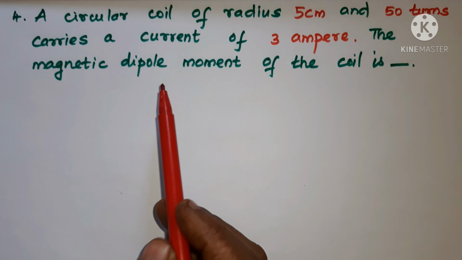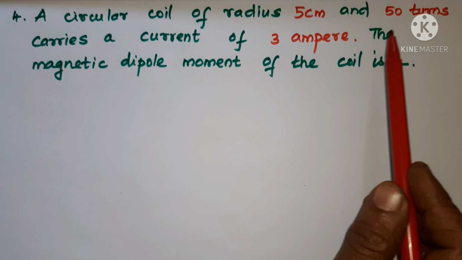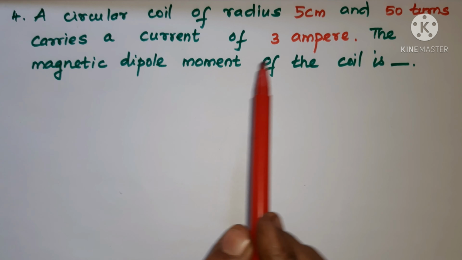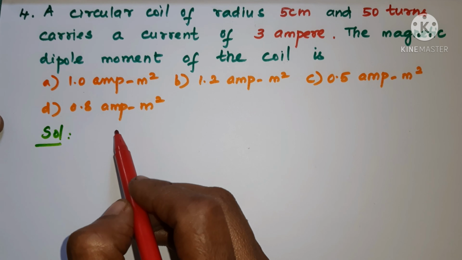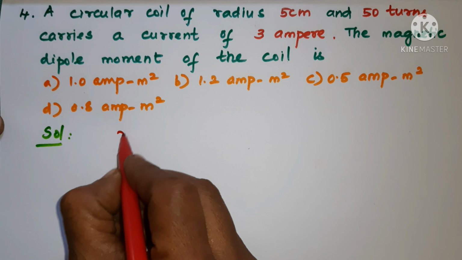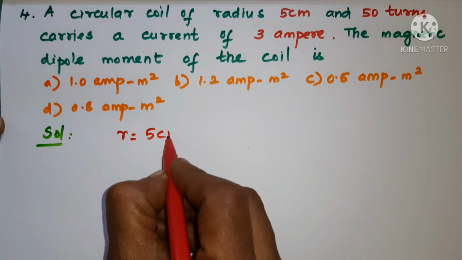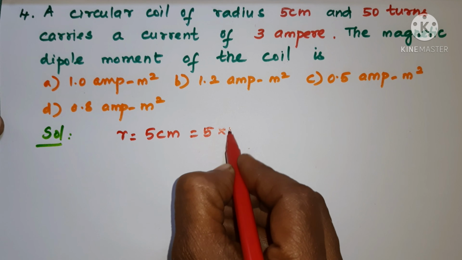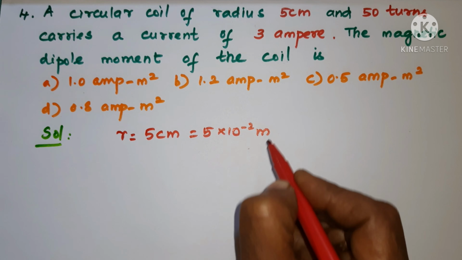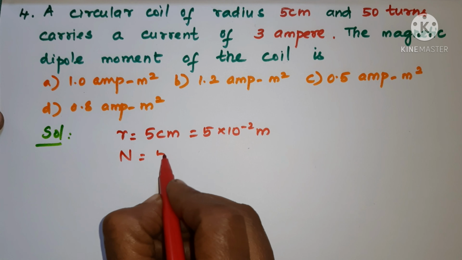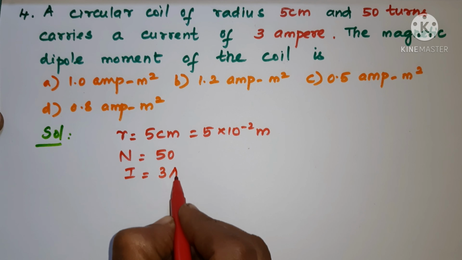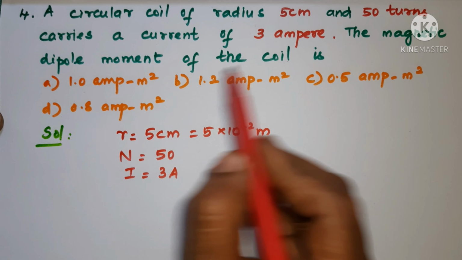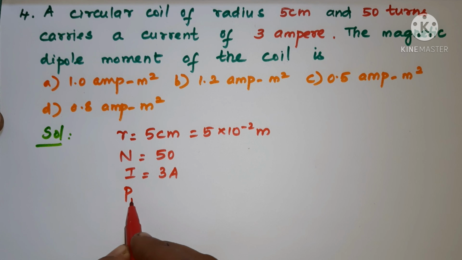Next question. A circular coil of radius 5 cm and 50 turns carries a current of 3 ampere. The magnetic dipole moment of the coil is asked. The solution: the radius of the circular coil R is equal to 5 cm, which is 5 into 10 power of minus 2 meter. Number of turns N is equal to 50, and the current I is equal to 3 ampere. The magnetic dipole moment of the coil is asked, so we write PM is equal to question mark.